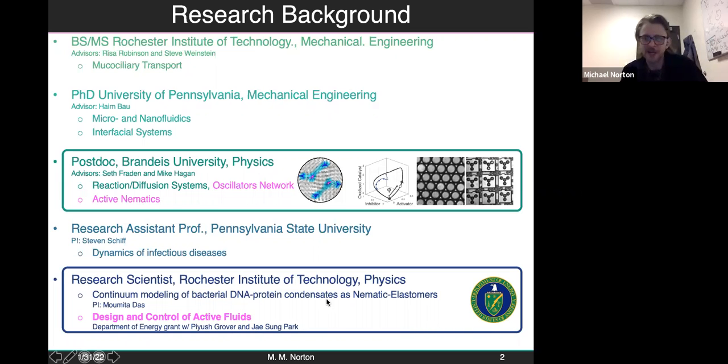And work that I won't be talking about today, but is sort of ongoing, is my work with Moumita at RIT, where we're trying to apply some continuum modeling techniques to the pattern formation in bacterial chromatin or DNA-protein condensates.